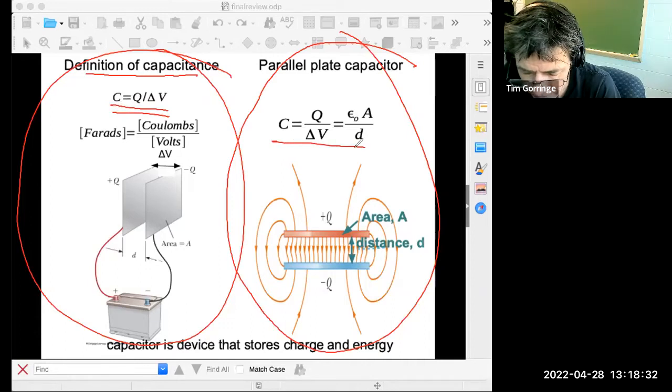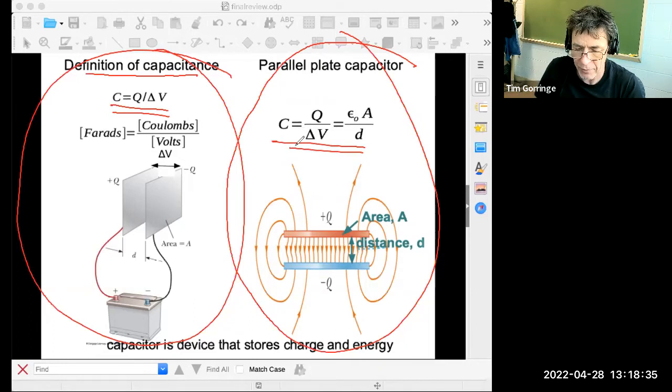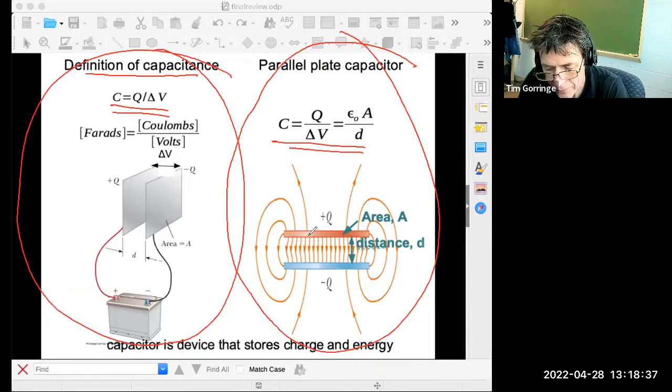Over here on the right-hand side, now this is a specific type of capacitor. If you have a capacitor that's made of two parallel flat plates, where the area of the two plates is A and the separation between the two plates is D, that's called a parallel plate capacitor. Its capacitance can be written in terms of the geometry: it's basically the area of the plates divided by the separation of the plates, multiplied by this constant epsilon naught, which comes along with electricity.